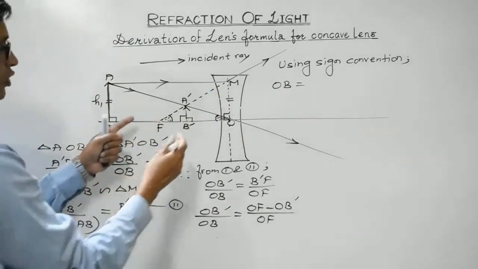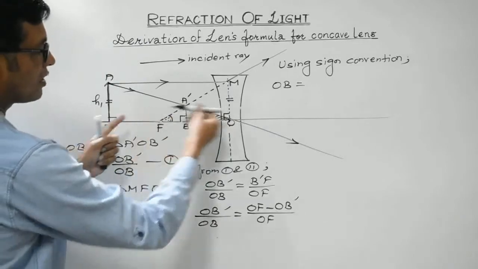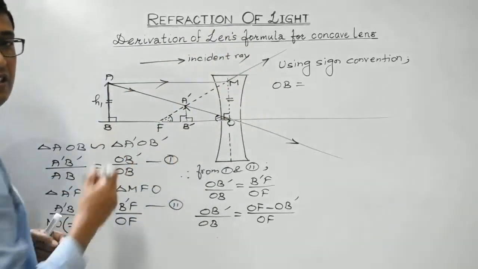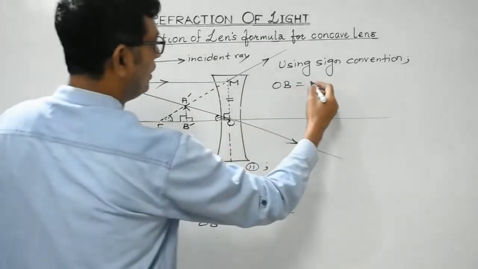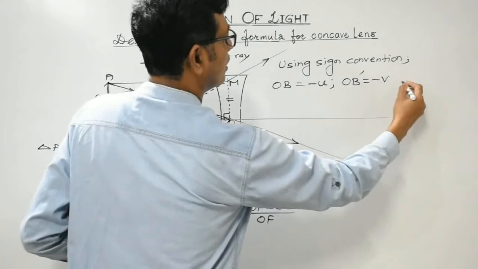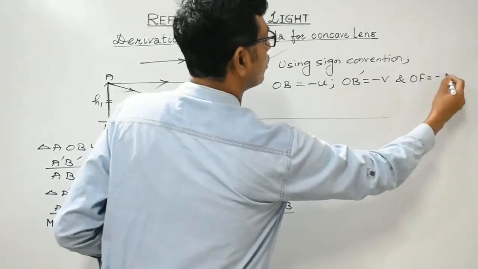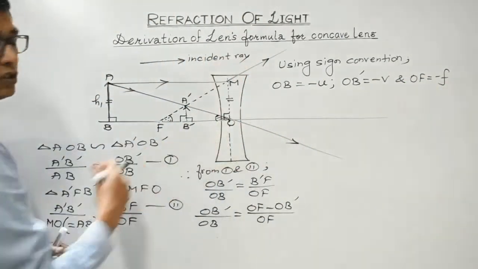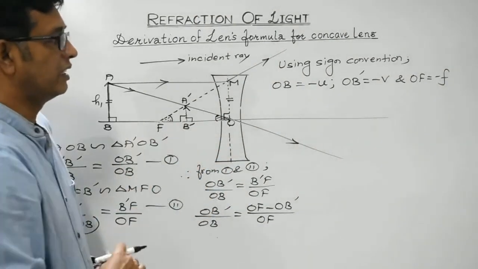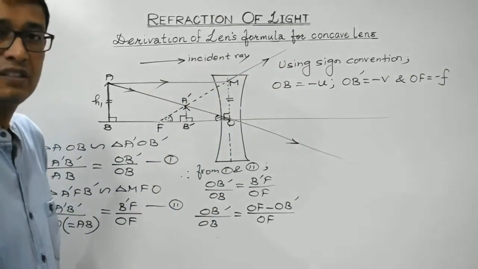Its focus is virtual. So OB, OB dash, OF are all measured in a direction opposite to that of the incident ray. Therefore all are negative. So OB is equal to minus u, OB dash is equal to minus v, and OF is equal to minus f. The focus of a concave lens is negative. So whenever it is placed in some rarer medium, its focal length is always negative, right?